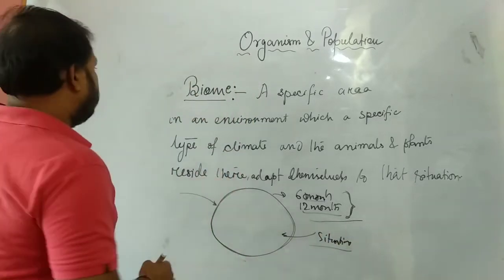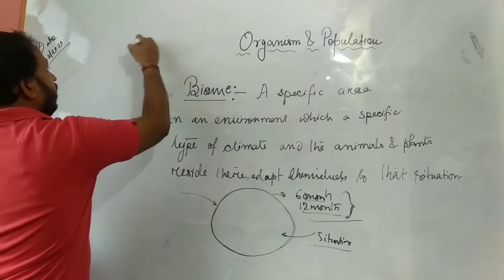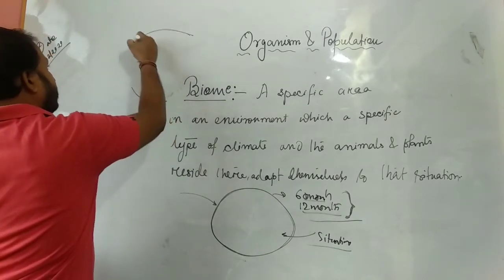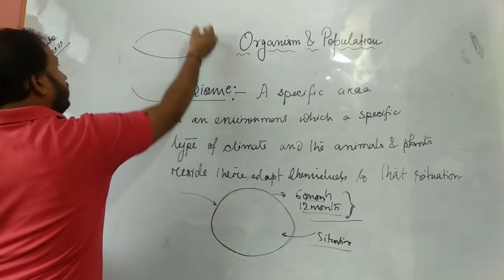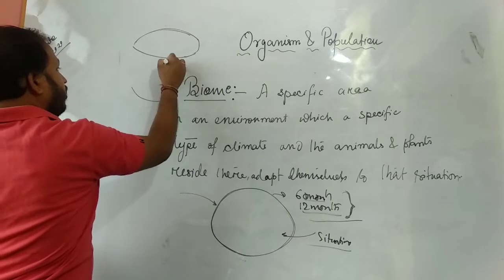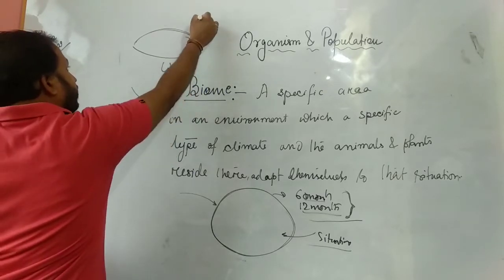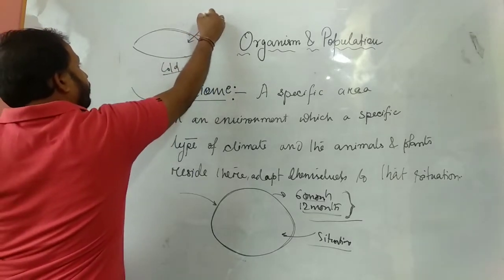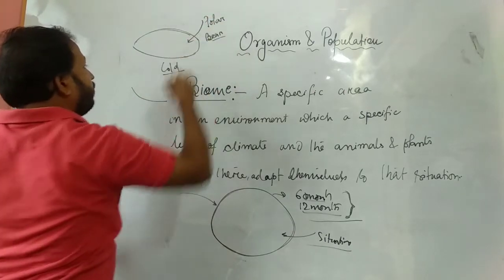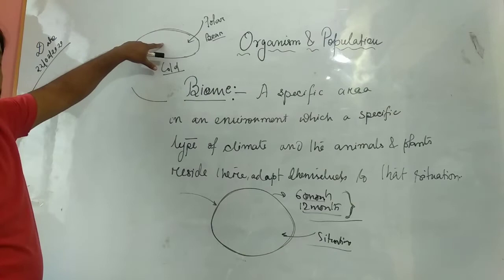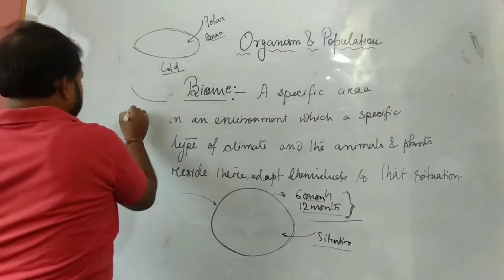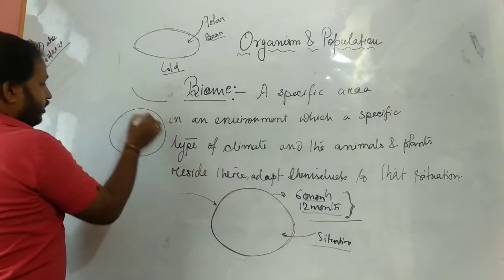For example, the North Pole or the South Pole or the Arctic region is a specific biome. The climate is very cold and the organism, for example the polar bear, adapts itself to that situation. That makes a biome.